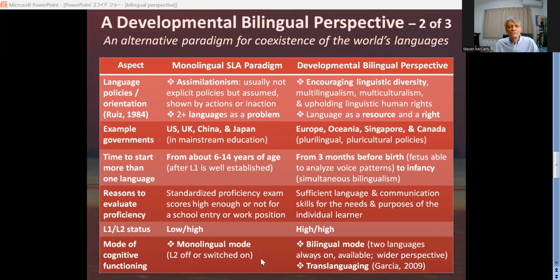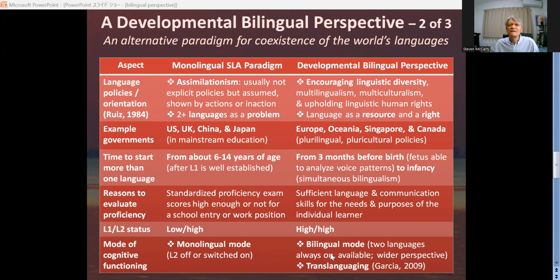And then as for the mode of cognitive functioning, in the monolingual mode the L2 is off or switched on. Whereas in the bilingual mode, the two languages are always on and available, with the wider perspective of the two languages to bring to bear on issues or decisions. For example, I can often see situations from a Japanese perspective, and often it works better than it does in this country.